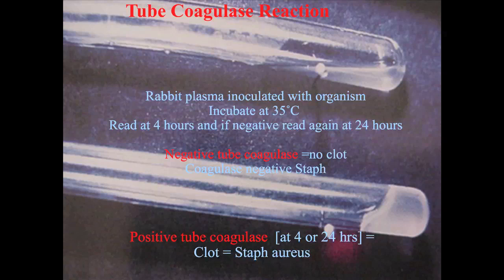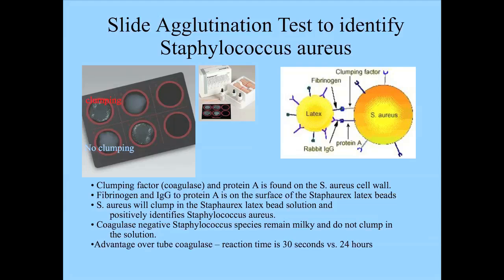The one little trick with this test and how it can get you into trouble: if you don't read it at 4 hours, you think, oh, I'll just read it at 24 hours. Well, that can be a problem because sometimes you can have a clot form at 4 hours, but it will disintegrate by 24. So you could actually miss a Staph aureus if you don't read at both 4 and 24 hours. On the next slide, you will see how we've moved forward and away from the tube coagulase test. There's nothing wrong with the tube coagulase test, it's just slow, and things aren't slow in microbiology anymore. So we've moved on to doing rapid slide agglutination tests for the identification of Staph aureus.